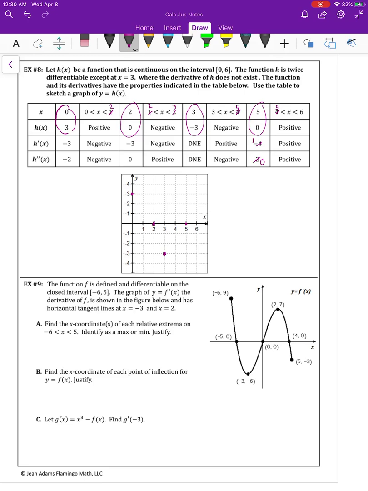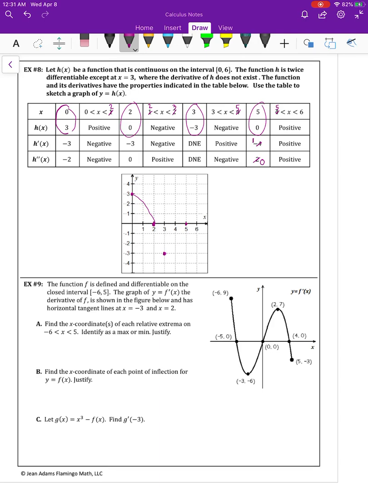So now, the next thing I notice is that in between 0 and 2, all of my h values are positive. That means, of course, it's going to stay above the x-axis. My derivative is negative. That means it's decreasing. So it's a decreasing function from 0 to 2. And my second derivative is negative. That means it's concave down. So I am pretty confident that I can draw that, and that looks like a piece of the function.